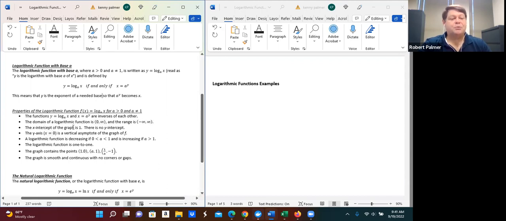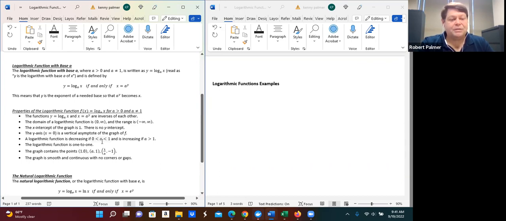The x-intercept of the graph is 1. There's no y-intercept. The y-axis, or x equals 0, is a vertical asymptote of the graph of f. That's true because our domain is from 0 to infinity, not including 0. We can never take the log of 0 or a negative number. You can always try that on your calculator to see what happens. You'll get some kind of error message, or it may even say undefined. So once again, the y-axis is a vertical asymptote of the graph of f.